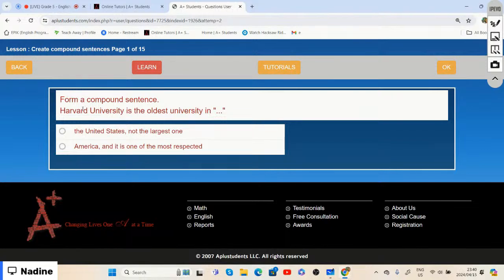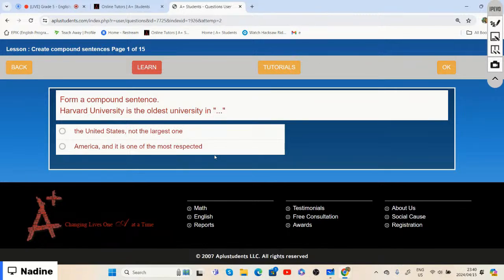All right, so it says Harvard University is the oldest university in, do we say, in the United States, not the largest one? Or do we say Harvard University is the oldest university in America and it is one of the most respected? So we need to choose either option one or two.